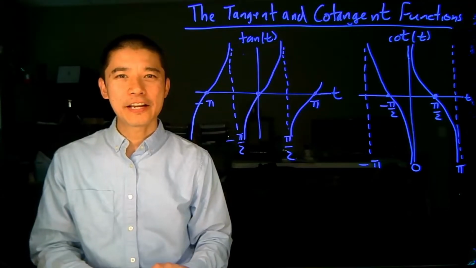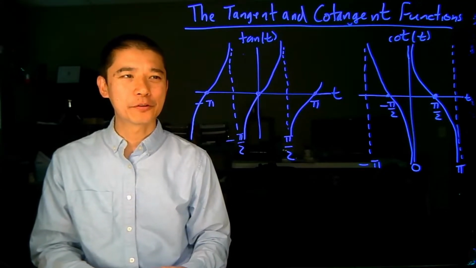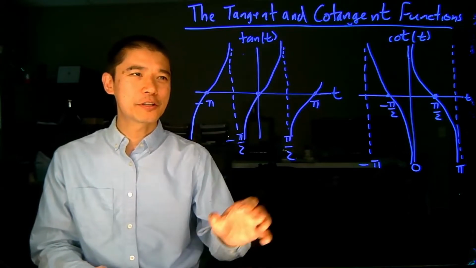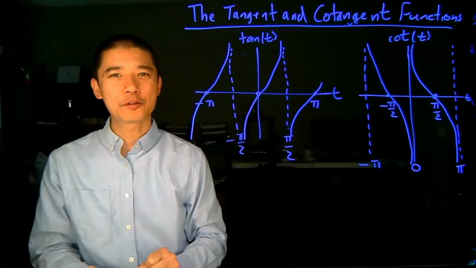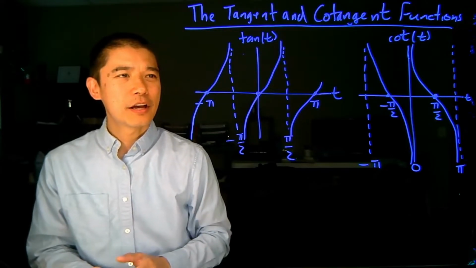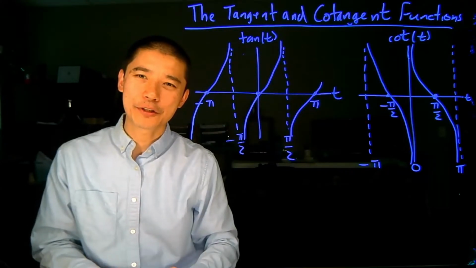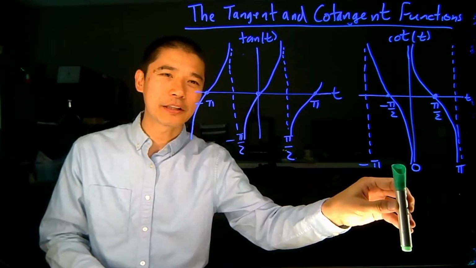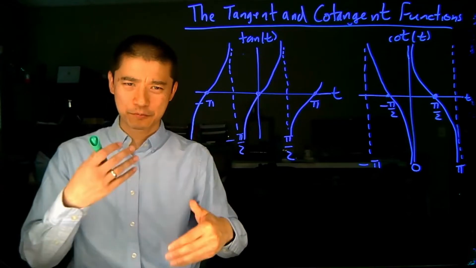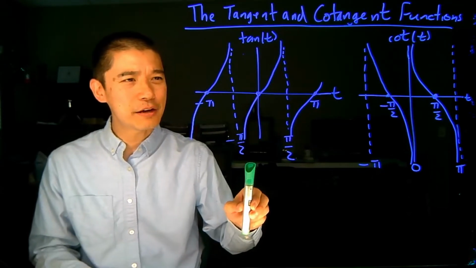We're going to analyze the tangent and cotangent functions just a little bit further. One of the first things that you'll notice about these is that the period is only pi, as opposed to 2 pi for the sine and cosine functions. Another thing is that these two functions are reciprocals of each other. So if we know the graph of the tangent function, we ought to be able to get the graph of the cotangent function by just using some logic.